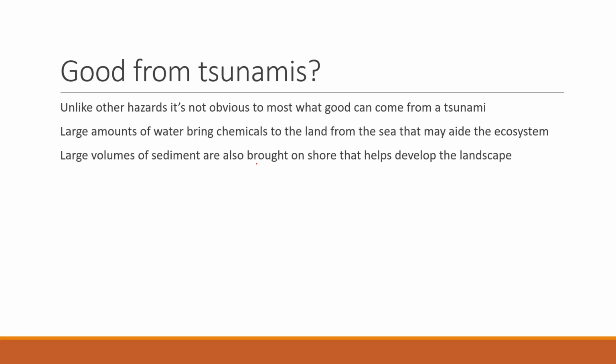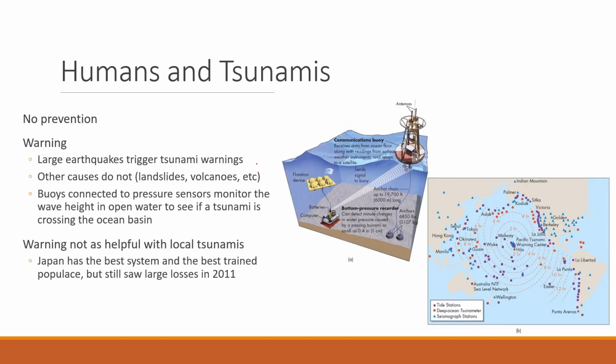If we compare Sumatra, where more than 200,000 people died in 2004, to Tohoku in 2011, when only 20,000 people died, that's a benefit, and that's all about preparedness. So we learn, we prepare. We can't prevent tsunamis. There is no way. It's a wall of water. We can have a warning though.